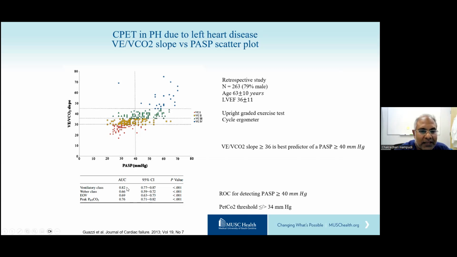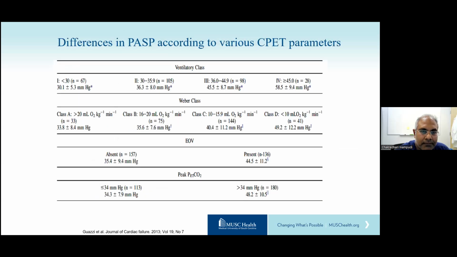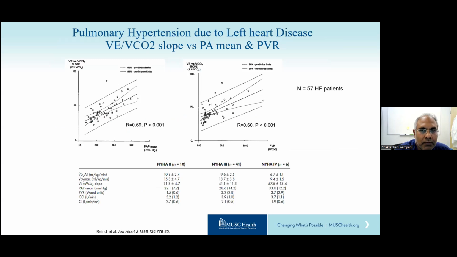In this study, they noted that the ventilatory class AUCs are around 0.82 and highly statistically significant. Now, looking at differences in PA systolic pressure according to various parameters, as you could see here, for patients with PETCO2 less than 34 and PETCO2 greater than 34, the PA systolic pressure is more than 40 for these patients when compared to when the PETCO2 is greater than 34, which has normal PA pressures.